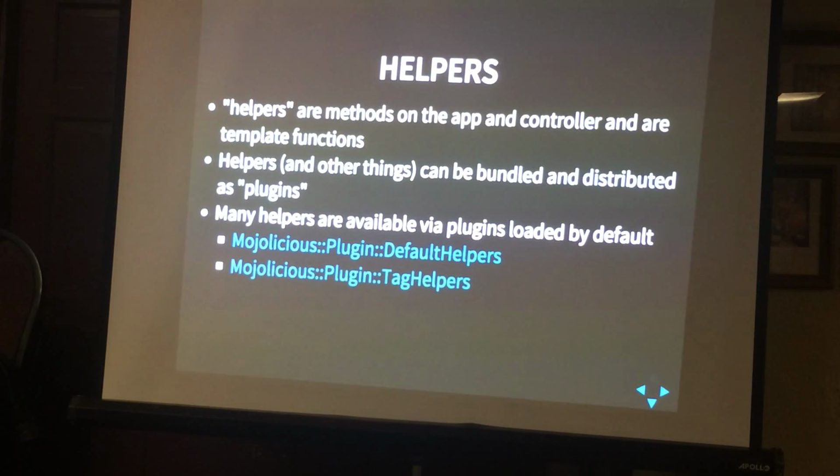A couple of little things I'm going to introduce just real quickly. Helpers are methods that get shared around in the app. So I know I'm going to need some functionality, and I'm going to need it in more than just one controller class. We can declare it as a helper. We can then bundle those up as plugins, so you can even share them across different apps. And a bunch of helpers are available by default, like default helpers, which has a lot of the basic functionality that you would use, and tag helpers, which is how I built those tags.